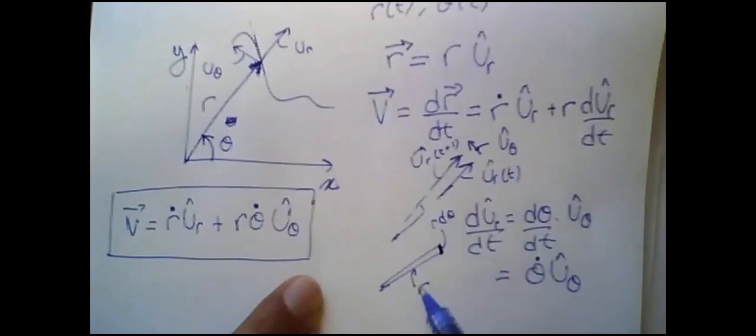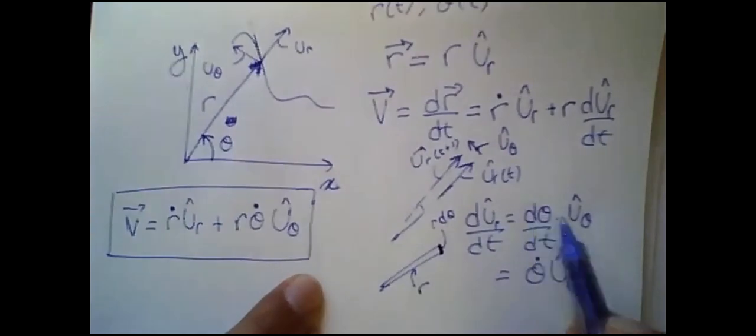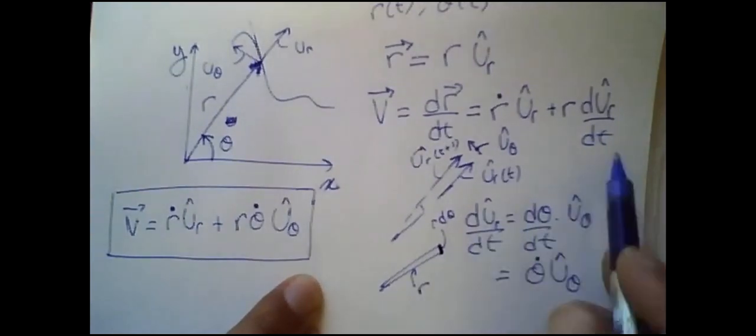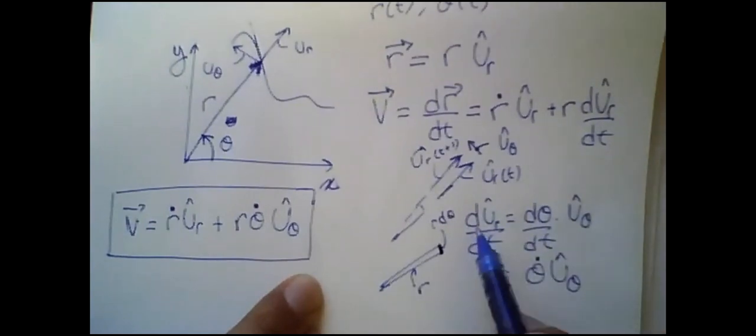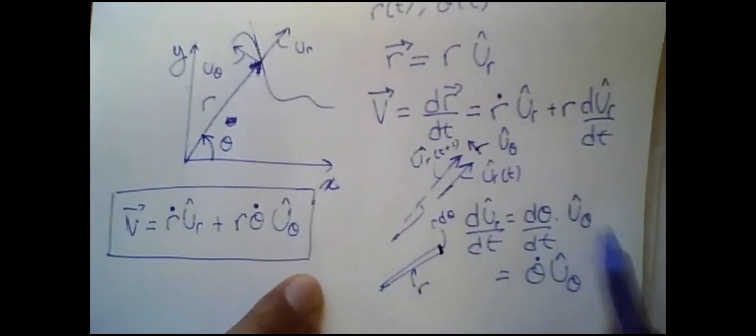Okay, so here R is 1. Why? Because the length of the UR is 1. It's a unit vector. So 1 times d theta is d theta, times U theta, that is the direction here. And then I divide by t, basically. I'm going to have dUR dt is equal to theta prime U theta. All right?